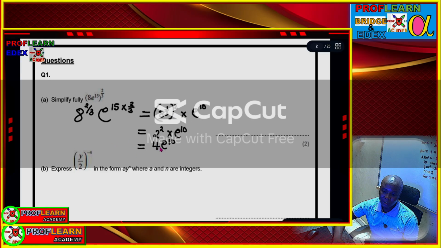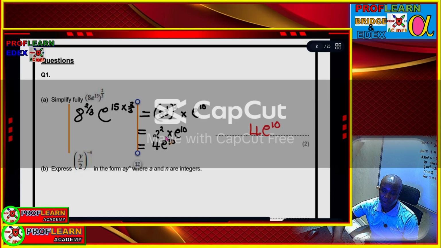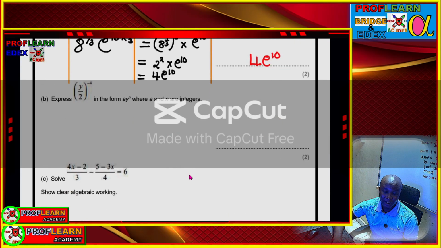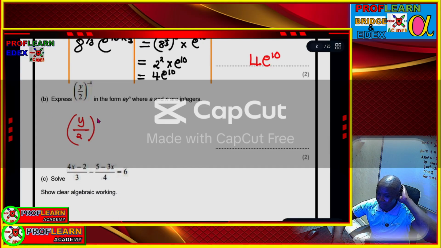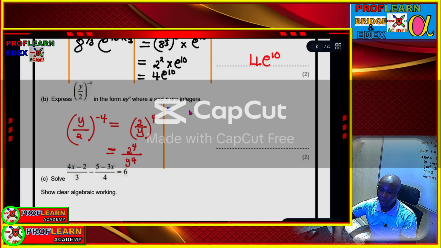And in case you have questions which have negative powers, you need to remember that for that case, you need to find the reciprocal of whatever is inside the bracket in order to get rid of the negative power. So that is exactly what you're supposed to do.